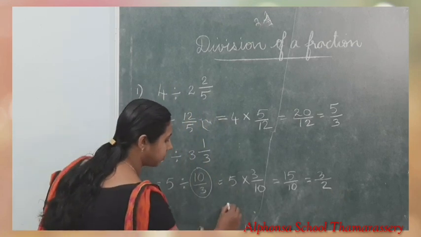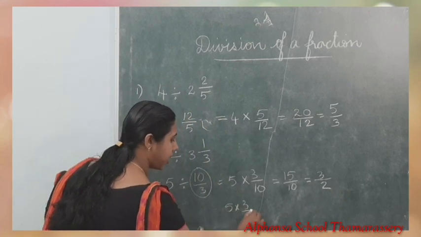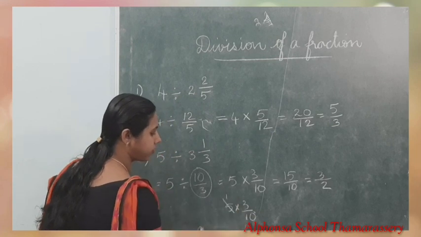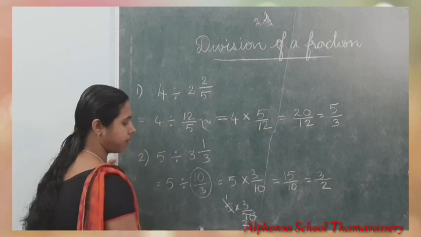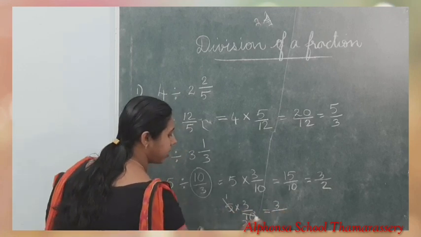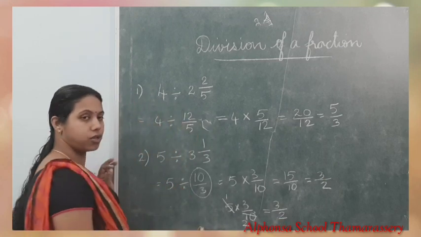If you are using the cutting method, 5 into 3 by 10. In 5 and 10, there is a common factor 5. 1 5 is 5, 2 5s are 10. So what is left here? 1 into 3, 3 divided by the denominator, only 2. So 3 by 2.